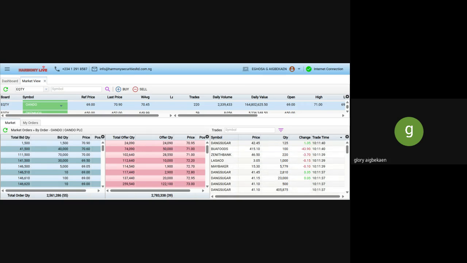But if the price falls down to that 69 that it closed on Friday, then most likely we are going to see a pullback in the price, which we call temporary profit taking.